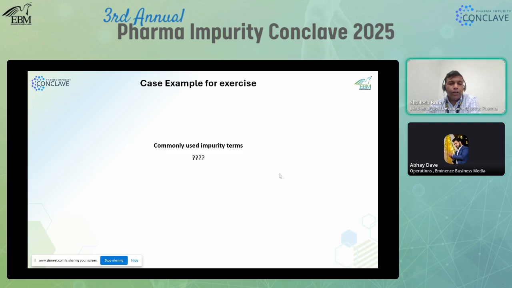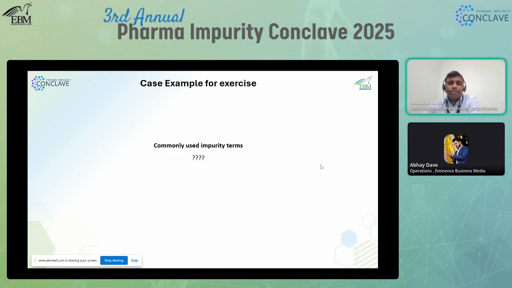So generally these are the commonly used terms we know. There is one unique term, which is side REI. I don't know. Mr. Surya Gopal Krishna has mentioned side REI. Side reaction. Okay, side reaction products. Then we have enantiomeric impurities. Okay.